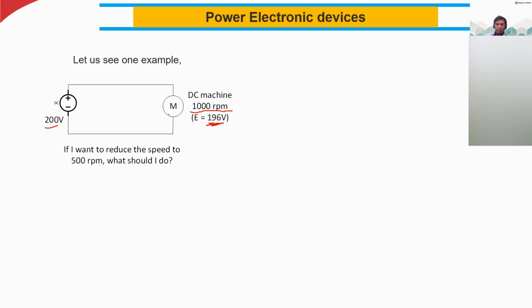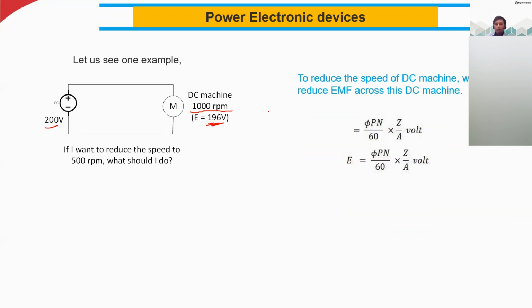Now I want to reduce the speed of this DC machine to 500 RPM. So what can I do here? First of all, if I want to reduce the speed of this machine, I have to reduce the EMF, electromagnetic force. I'm not sure you have studied the course EMFT, electromagnetic field theory, Faraday's law, and so on.